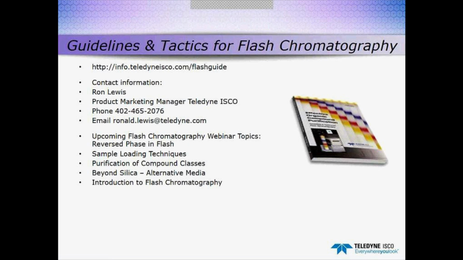Someone's asked, what is the maximum size of a column in the Torrent system? The maximum size column for that is a 3,000 gram column. It can be silica or reverse phase material, depending upon your application.